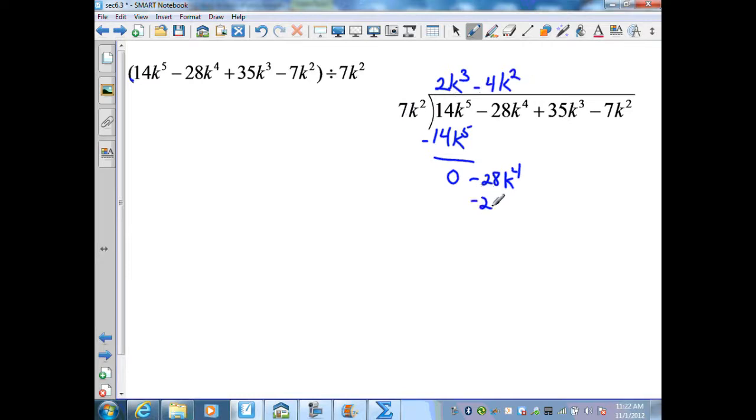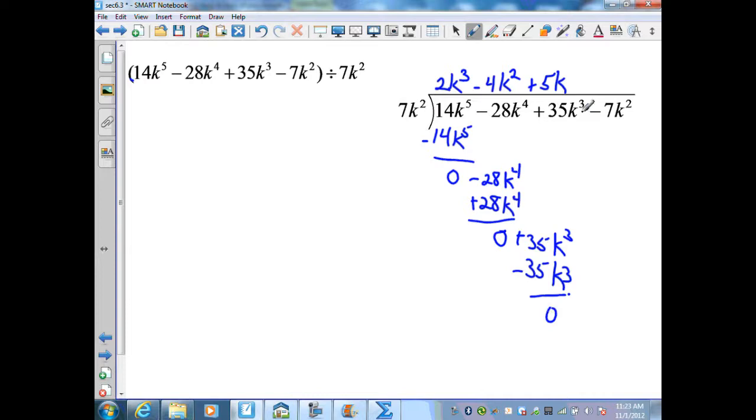7 times a negative 4 is a negative 28. k squared times k squared is k to the 4th. Change the signs. Gives me a subtraction. I get 0. Bring down the positive 35k cubed. 7 times what gives me 35? That would be a positive 5. k squared times k gives me k cubed. 7 times 5 is 35. k squared times k cubed. Change the sign. Gives me a subtraction.